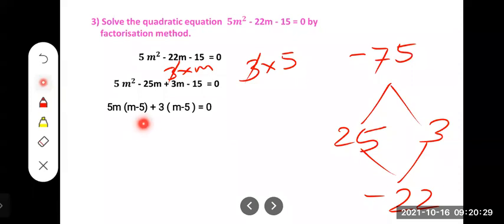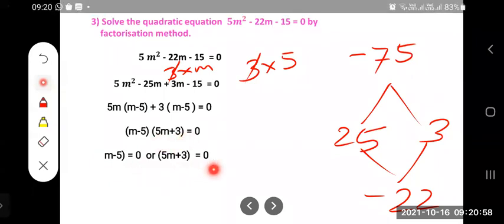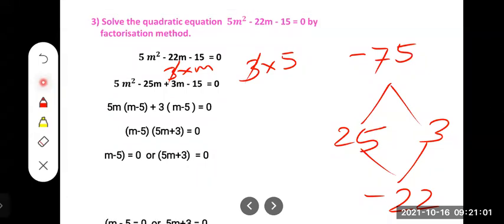Now you see, m minus 5 is common. Take it outside, m minus 5. And what is remaining? 5m plus 3 is remaining. Is it clear, children? Yes. Now what you have to do? Equate to 0. Every term you equate to 0. So m minus 5 equal to 0 and 5m plus 3 equal to 0. Clear, children?